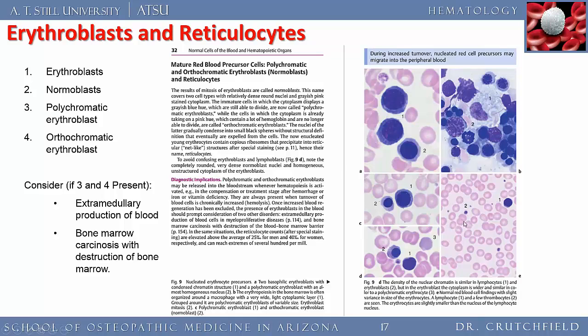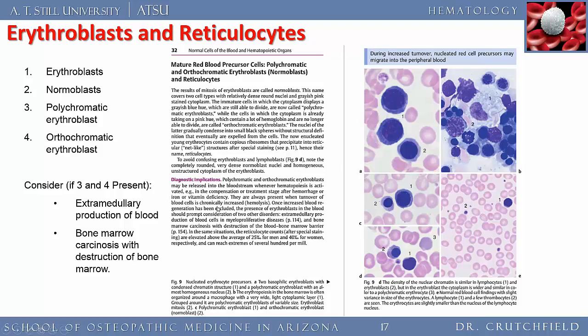So now we get these orthochromatic erythroblasts. The nuclei of the latter gradually condense into small black spheres without structural definition, and they're eventually expelled from the cells. So they kick out their nuclei, spit them out, and then we get these enucleated young erythrocytes. And if they're too young, they're going to come out and you're going to see that little bit of reticulocyte in them, where you can see that little tiny condensed spot of RNA.